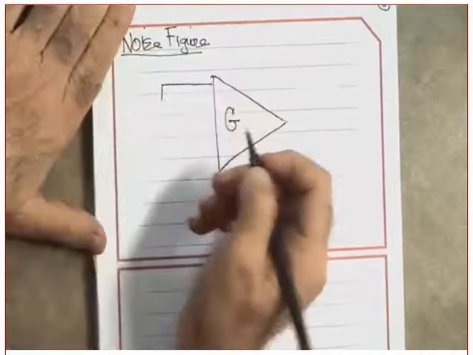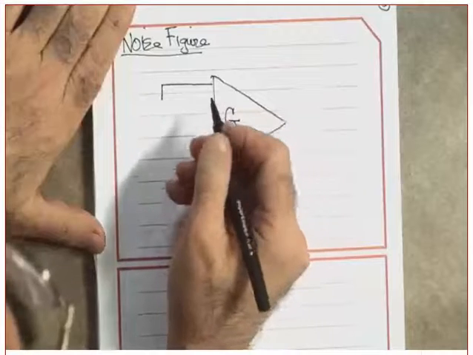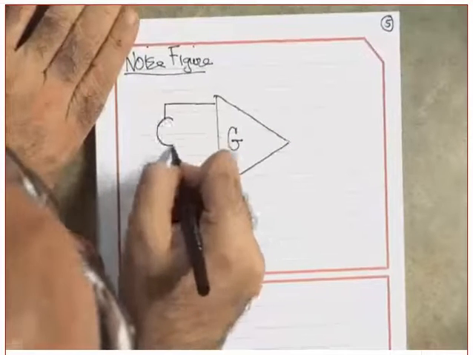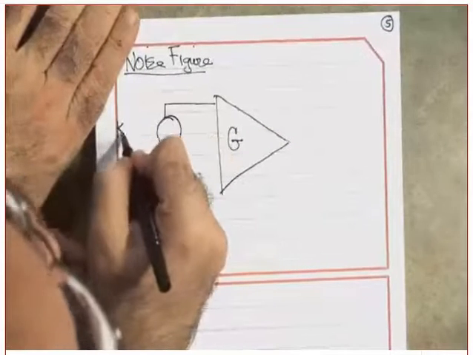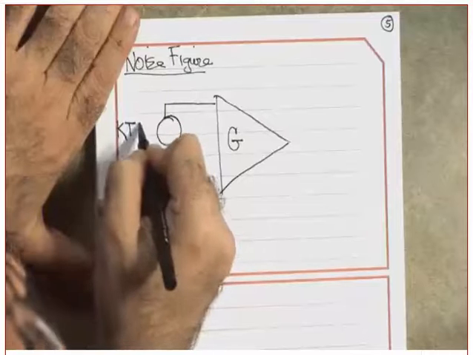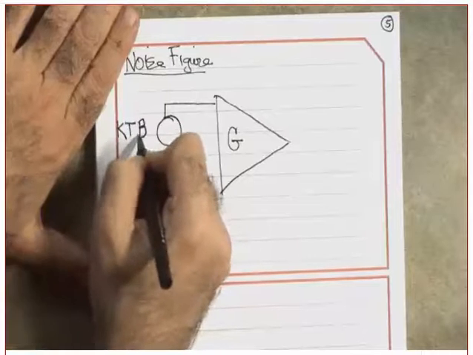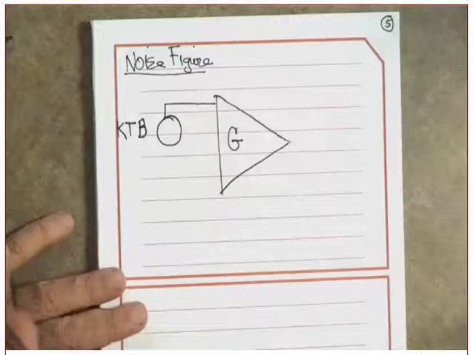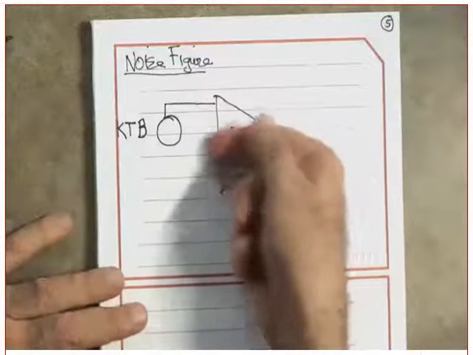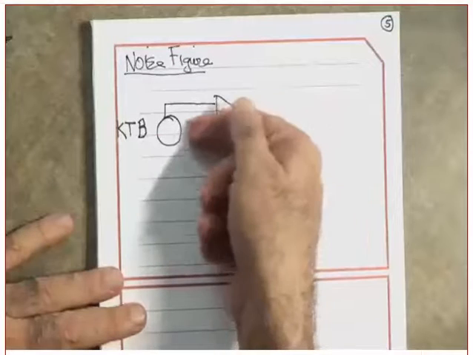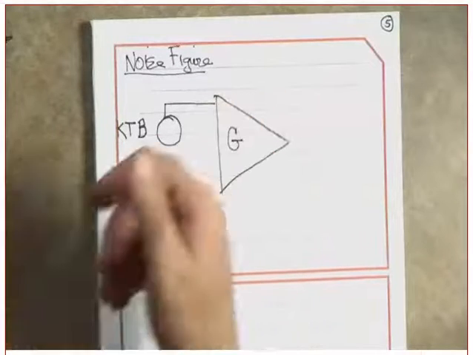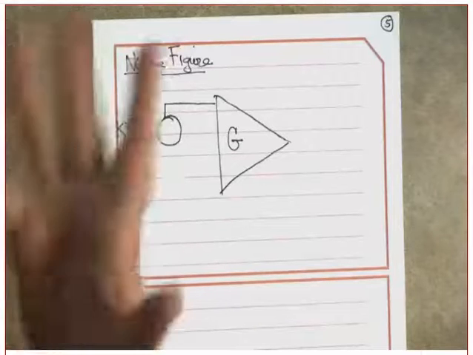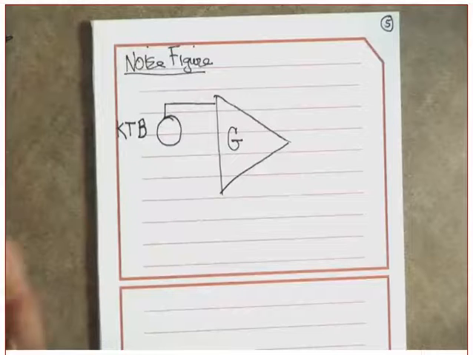There is a source in here, a noise source, generating the power of KTB. What happened to the R? We are assuming that the input resistance to this gain is the same as the resistance of the source that is generating the noise. Did you get my point or not?